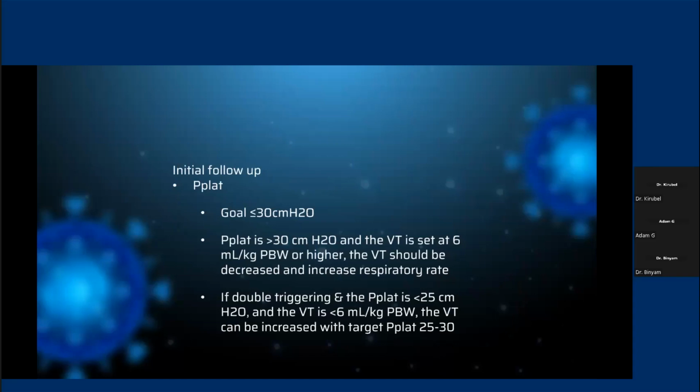Okay. So after setting the initial settings, what are you going to do? We have to follow the patient's monitor, the vital signs and such. On the monitor and the mechanical ventilator display, the plateau pressure is one of the things to follow. The goal of plateau pressure is less than or equal to 30 centimeters of water. If the plateau pressure is higher than this, you have to decrease the tidal volume by 1 ml per kg to reach the acceptable range of plateau pressure.